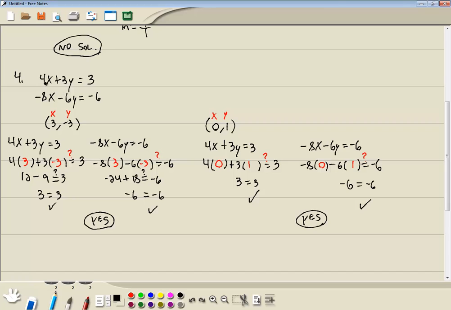And if we think about it, take a look at the first equation. If you multiply everything by negative 2, negative 2 times 4x gives you negative 8x. Negative 2 times 3y gives you negative 6y. Negative 2 times 3 gives you negative 6. These are the same lines, aren't they? So there is an infinite number of solutions you could plug in.